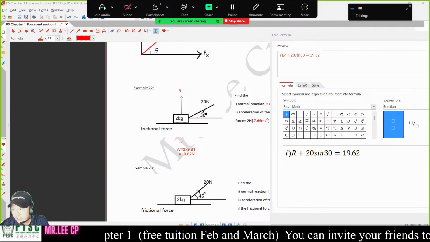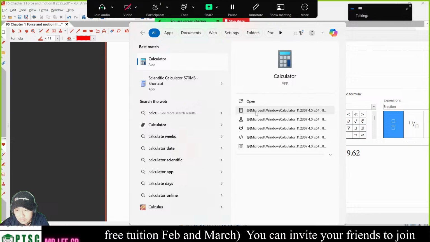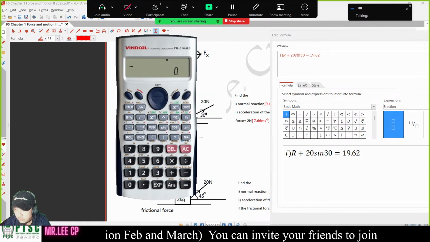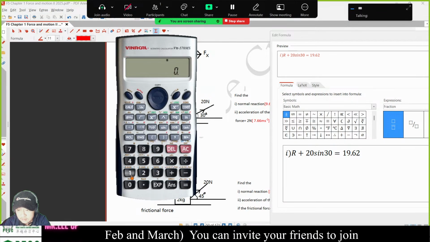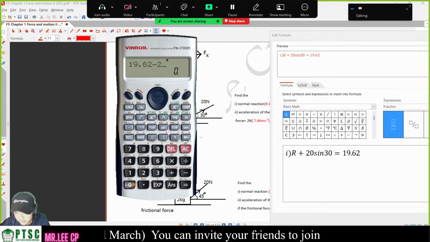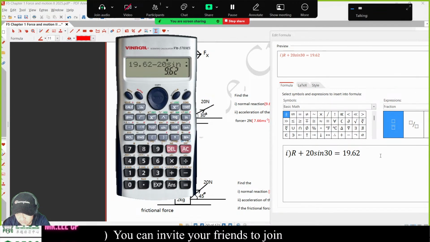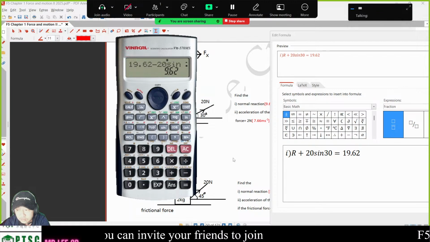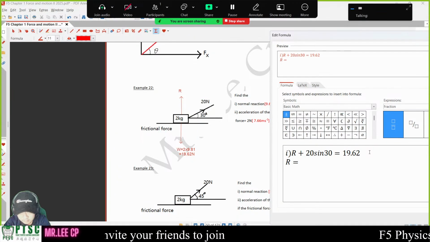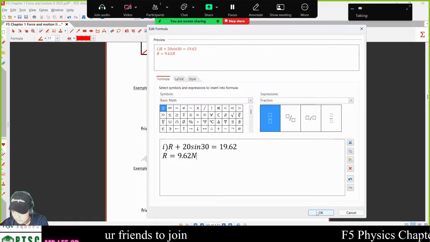Okay, how much is the R? We use the calculator. So 19.62 minus 20 sine 30 is close to your R, 9.62. Alright, so R is equal to 9.62 Newton. That's all.